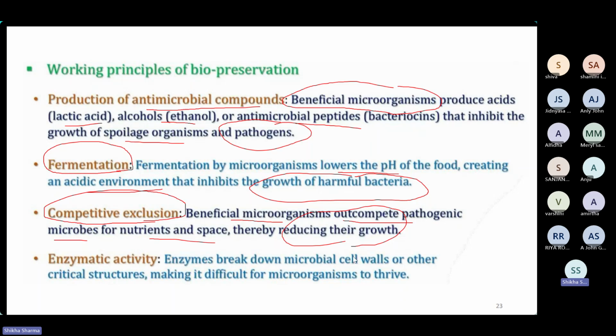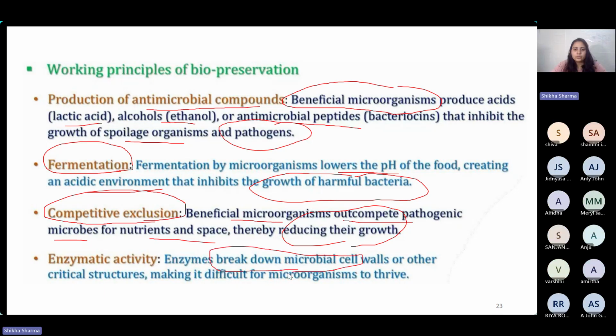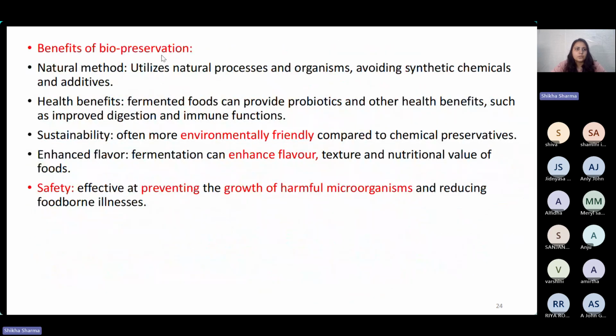Then enzymatic activity. So enzymes basically break down the microbial cell wall or other critical structures, preventing the microorganisms from growing. So these biopreservation methods are basically natural preservative methods. They utilize natural processes or organisms, which avoids the synthetic chemicals and additives.